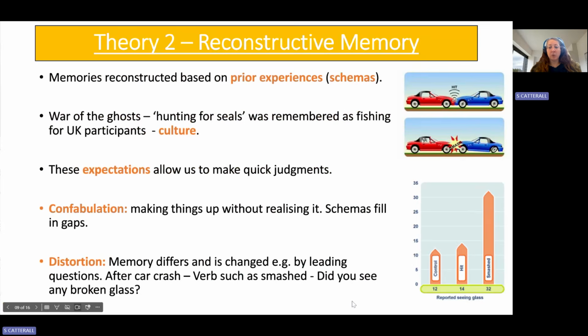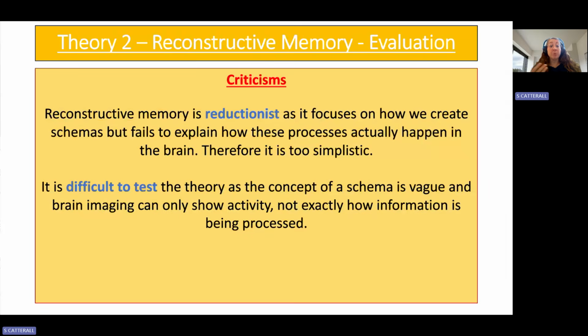And then they asked the second question: did you see any broken glass? The ones that had the verb smashed, more of them reported seeing broken glass than hit and contacted. Again, the schema is, if the cars smash into each other, you think of smash, what smashes? Glass smashes, and then you might confabulate and think that there's broken glass when actually there wasn't any.